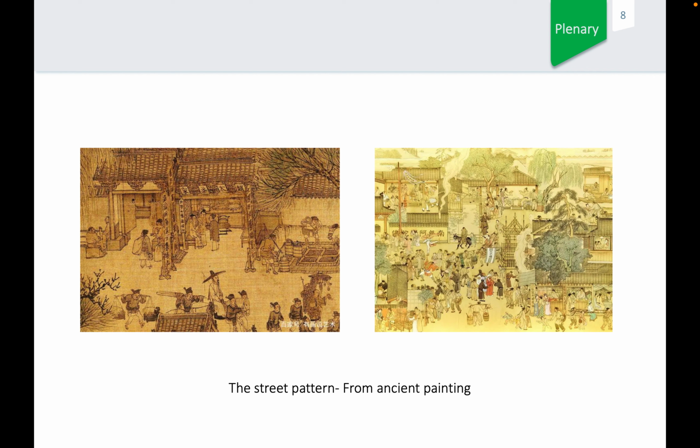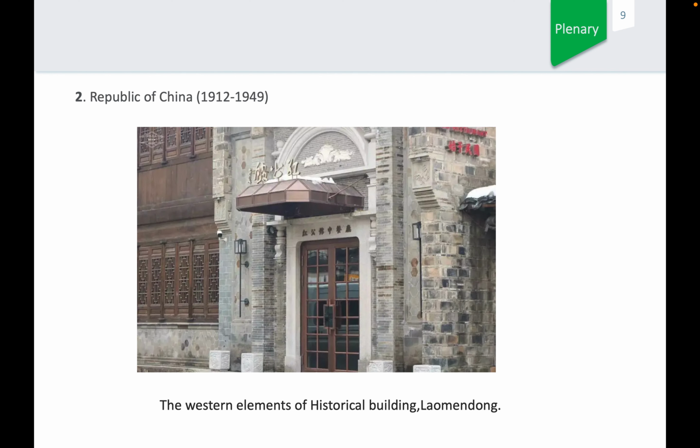These historical elements have been selected and restored into the new space because of their specific historical meaning with local culture.